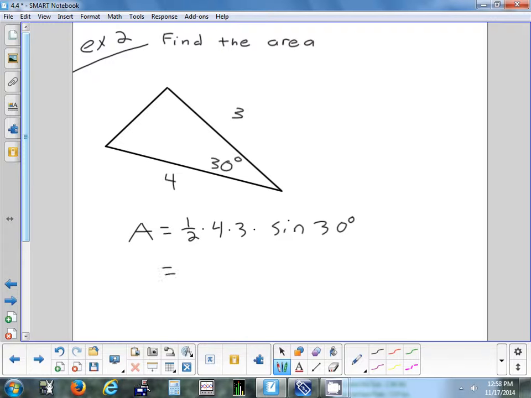Okay, so 1/2 of 4 is 2. 2 times 3 is 6 times the sine of 30. Okay, we just did out sine of 30 a minute ago. What do you get when you do that? Comes out 1/2. 6 times 1/2 gives me 3. Yes, 3 units squared. That's the area. Okay, any question on that?